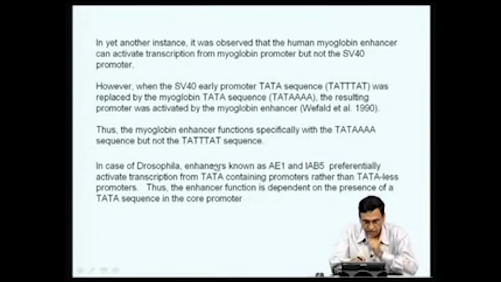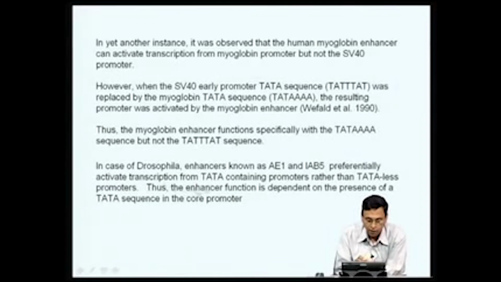So, in this particular case, the myoglobin enhancer, this distal upstream sequence, namely an enhancer sequence, can activate transcription only when this TATA sequence is present. If you replace this TATA sequence with this TATA sequence, it can no longer function as an enhancer sequence.